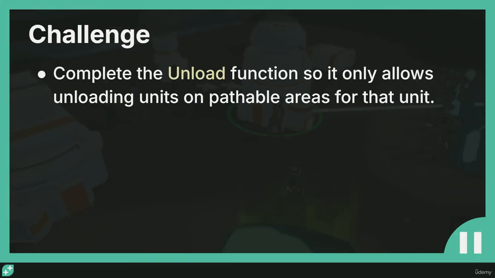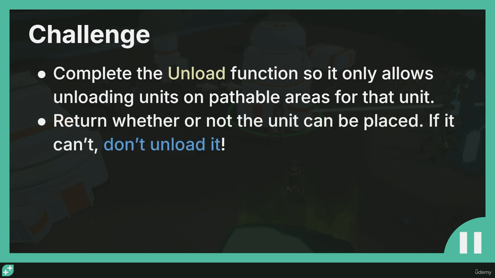Complete the Unload function so it only allows unloading units on pathable areas for that unit. Return whether or not the unit can be placed, and if it can't, don't unload it. So pause the video, implement this Unload function, and I'll see you back here in a few minutes.